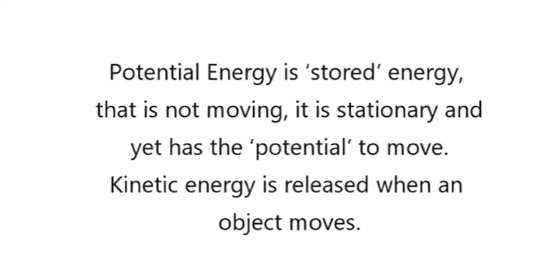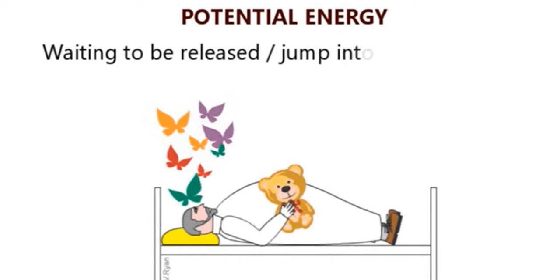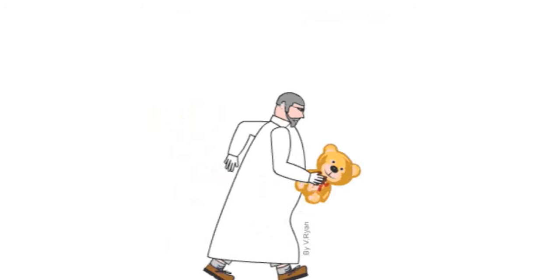So if we look at the difference between this, the man over here, we'll see here that potential energy is stored energy that is not moving. It is stationary and has yet the potential to move. Kinetic energy is released when an object moves. Alright, so potential energy, as we see, the man's laying down and he's not currently moving, but he has the potential to move. Alright, so it's waiting to be released.